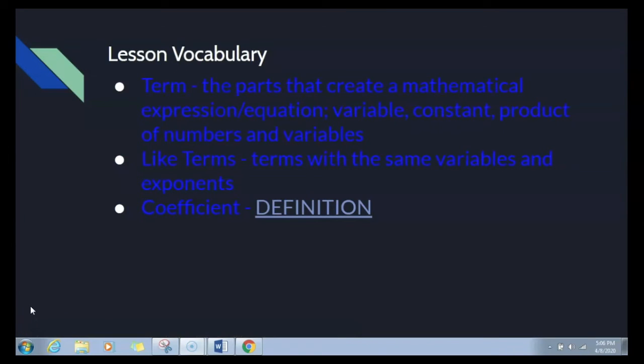Before we learn our skill for today, we need to familiarize ourselves with a few vocabulary terms. Please copy the vocabulary term, illustrations, and definitions into your notebook. There is a definition link next to one of the terms. Please click on that to get the definition. We will pause to give you time to copy that information.